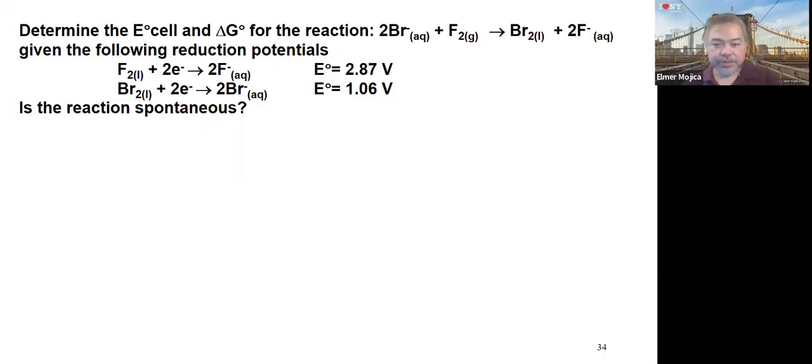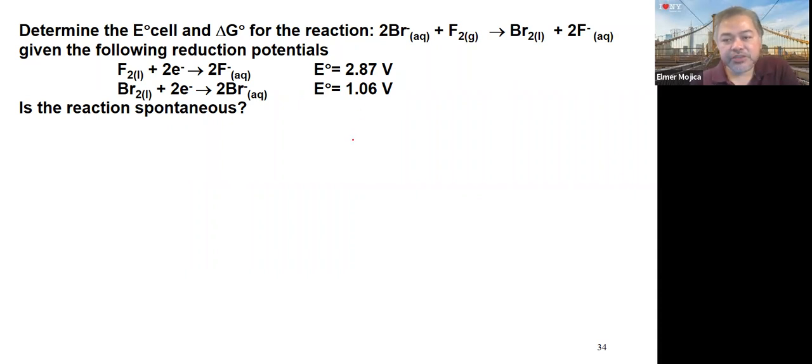So in this next problem, we are asked to determine the cell potential, standard cell potential, and the standard Gibbs free energy for the reaction of bromide reacting with chlorine to produce bromine and fluoride, given the following reduction potentials. The reduction of chlorine to fluoride has a potential of 2.87. The reduction of bromine to form 2 bromide has a cell potential of 1.06.